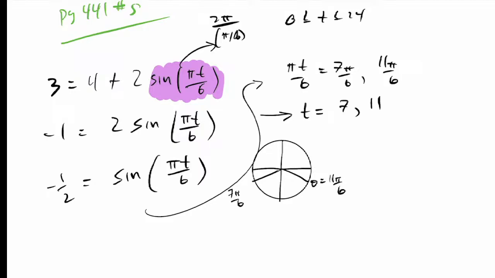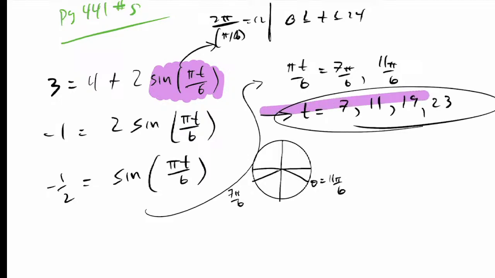Right, so we end up getting 12. The period of this function is 12, I believe. That should work out. You end up getting 12. So the next value of interest would be, what, 19? And then 23. So these are the sort of 4 values here that they want you to examine.